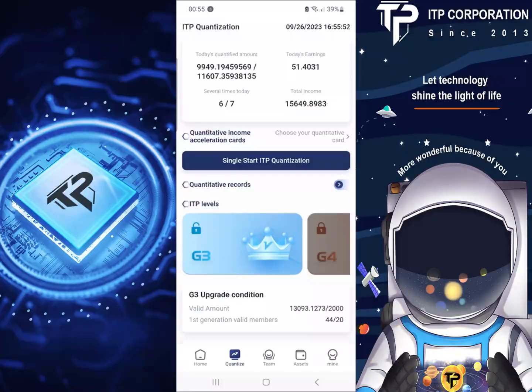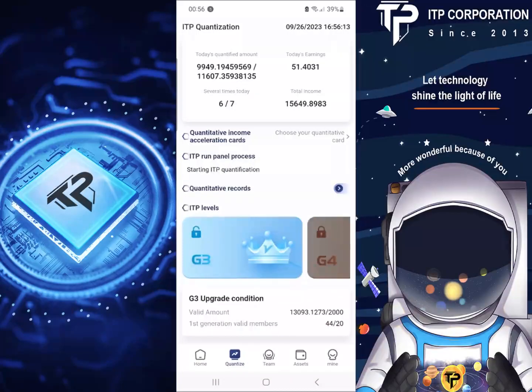Now at the top of the page, under today's earnings, it's just made me $51.40. Where it says "several times a day", you'll see that's gone down to 6/7, so I've got 6 turns left. So we'll just do another one. Okay, so we're starting the quantification process.